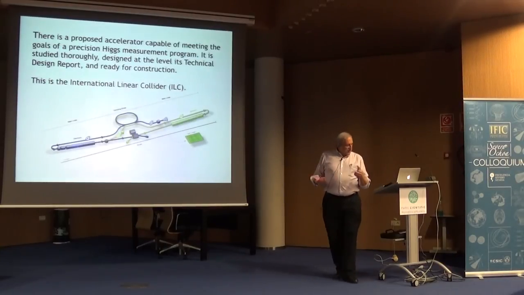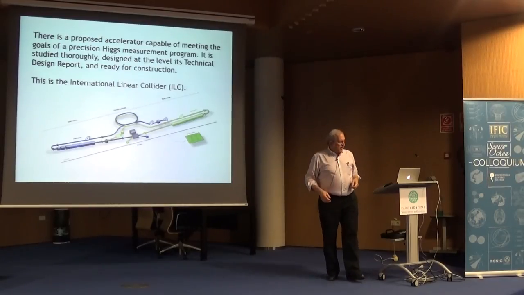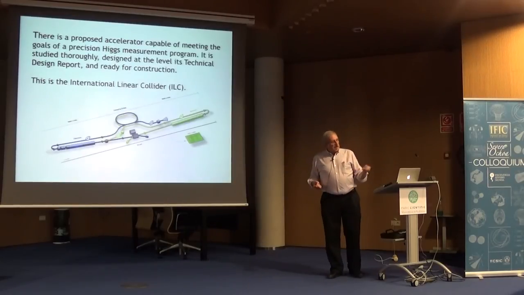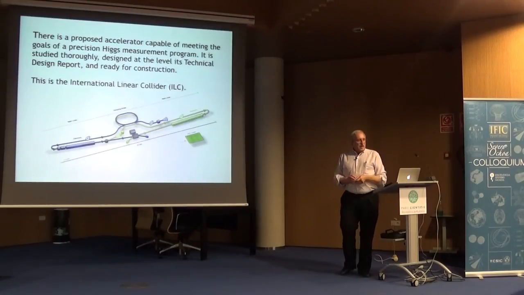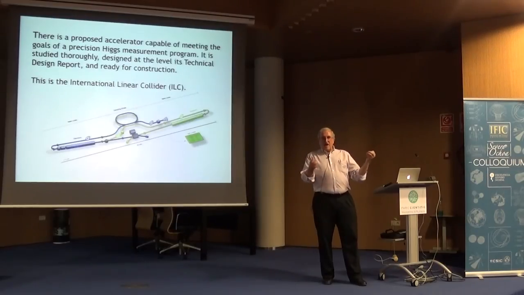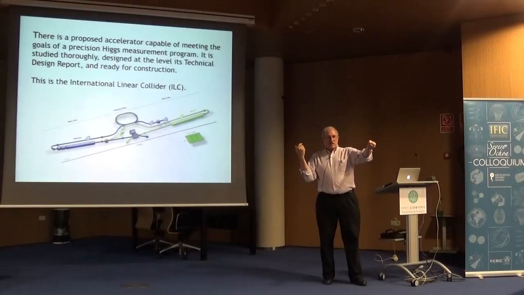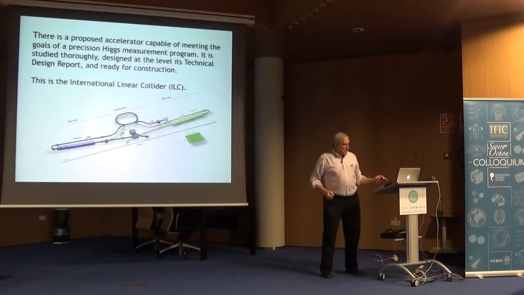So now, finally, there is a proposed accelerator that's capable of meeting the goals of a precision Higgs program. And it's one that I'm very interested in, and I guess some of my friends here also, which is called the International Linear Collider. This is an electron-positron collider that produces, among other things, various reactions of the Higgs boson. Either the reaction e plus e minus goes to a Z boson recoiling against the Higgs boson, or e plus e minus producing a pair of W bosons, so the final state is two neutrinos, invisible particles, and the Higgs boson central in the detector.